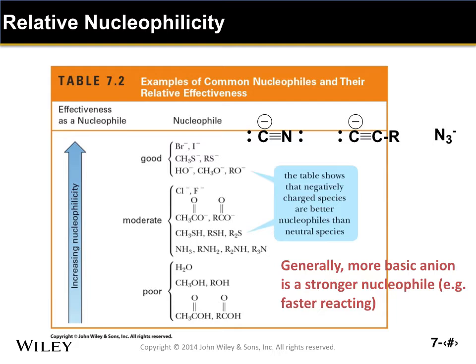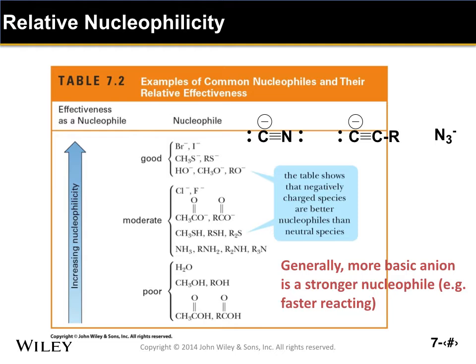The cyanide is a good nucleophile that I've added, and so is the acetylide. That's the anion of an alkyne. Those are good nucleophiles. Those are accessible because we could take the proton off a terminal alkyne in order to make that carbanion. And azides are good nucleophiles. These are ones that you're going to see.